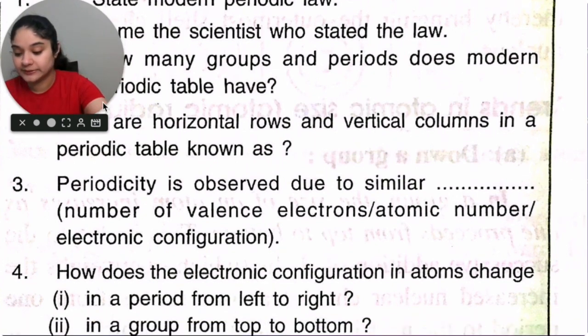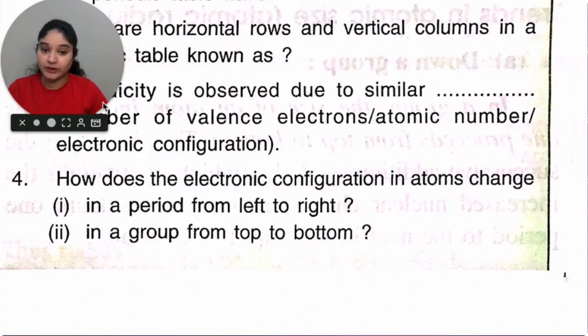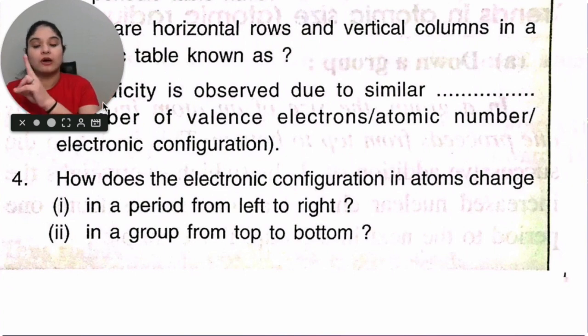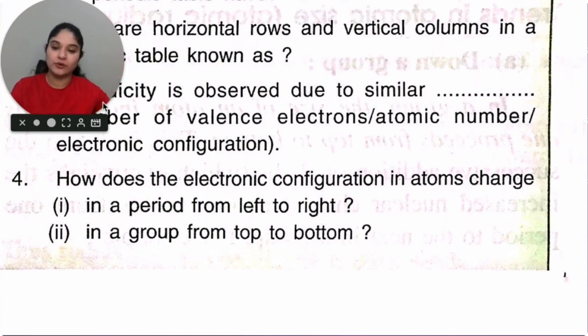Now the next is, how does the electronic configuration change? Number 1, in a period from left to right, and second, in a group from top to bottom. When we talk about a period from left to right, the number of shells stays constant. So the number of shells is not increasing. But how does the electronic configuration get impacted? The valence electrons increase by 1. As you are moving across a period, the valence electrons are increasing by 1, 1, 1, 1.